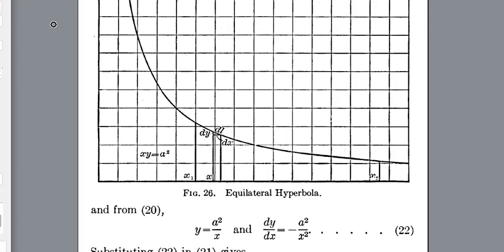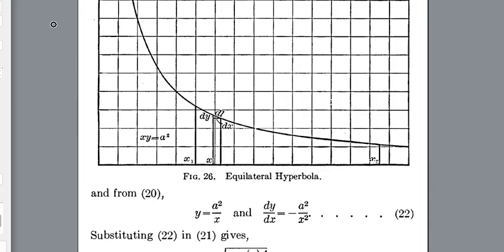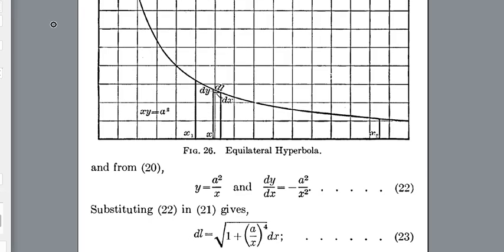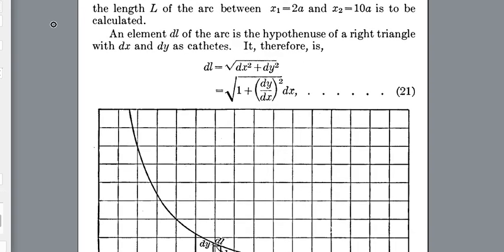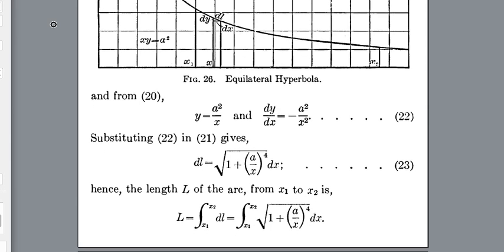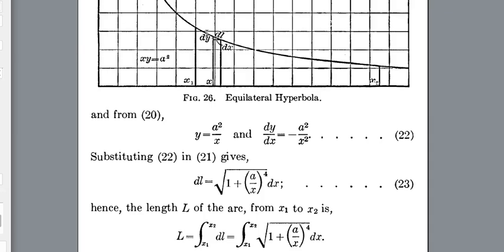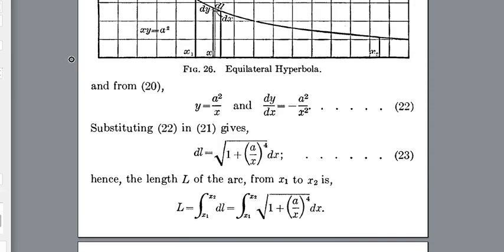As shown in figure 26 of the equilateral hyperbola and from equation 20, y equals a squared divided by x, and dy divided by dx equals negative a squared divided by x squared. Substituting equation 22 into equation 21 gives dl equals the square root of the sum of 1 and the fourth power of the fraction a divided by x, multiplied by dx. Hence, the length L of the arc from x sub 1 to x sub 2 is L equals the integral from x sub 1 to x sub 2 of dl, which equals the integral from x sub 1 to x sub 2 of the square root of the sum of 1 and the fourth power of the fraction a divided by x, multiplied by dx.